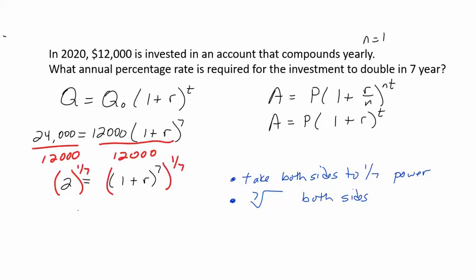Now the reason we're taking it to the 1/7 power is because with exponents, when you have a power to a power, you multiply these exponents. And 7 times 1/7 is 1. So on the right-hand side of this equation, I just end up with 1 plus r to the 1st power, which is just 1 plus r. On the left-hand side, now I need to find what is 2 to the 1/7 power.